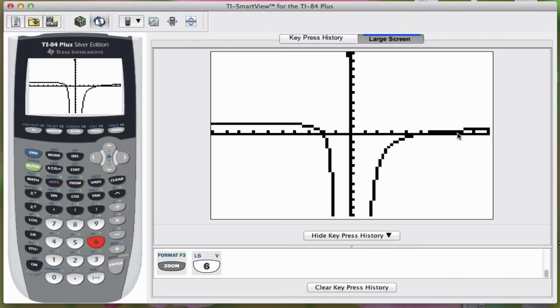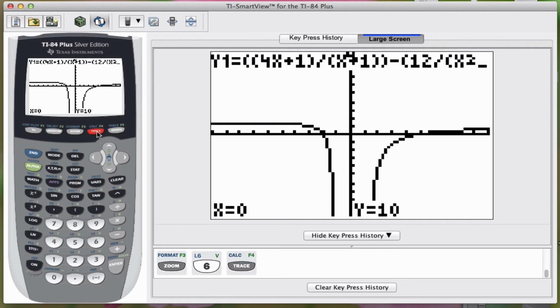Those are the asymptotes. In fact, if I press the trace button, remember this allows me to input any value I want. If I put in 1, for example, and press enter, this y value is blank, because it doesn't exist there.